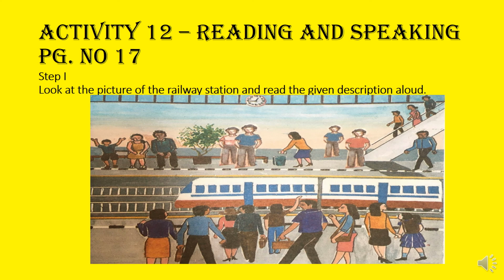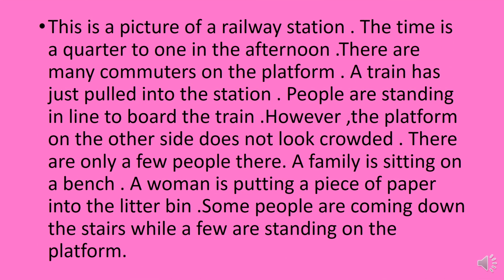So then what you want to do is, this is a picture of a railway station. The time is 1:45 in the afternoon. There are many platforms. A train has just pulled into the station. People are standing in a line to board the train. However, the platform on the other side does not look crowded. There are only a few people there. A family is sitting on a bench. A woman is putting a piece of paper into the litter bin. Some people are coming down the stairs while a few are standing on the platform.